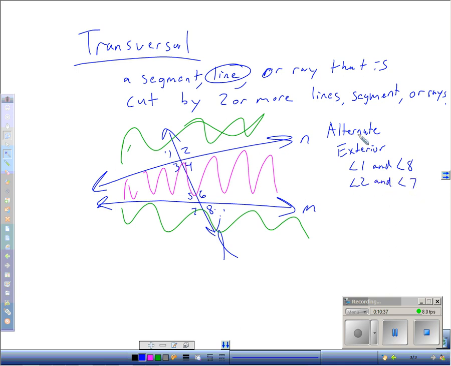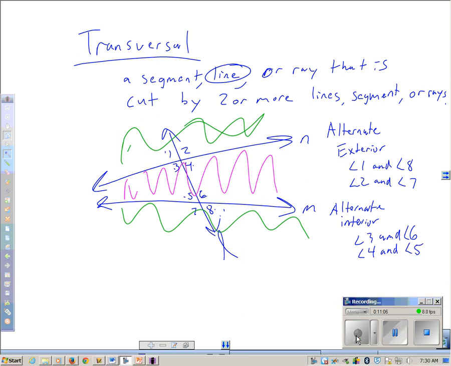But just like having alternate exterior, we also have alternate interior. So alternate interior angles are angles that are on the inside and alternating between the sides of the transversal. So 3 and 6 and 4 and 5. Okay, now those are the easy ones, I think. I think those are pretty easy to identify.